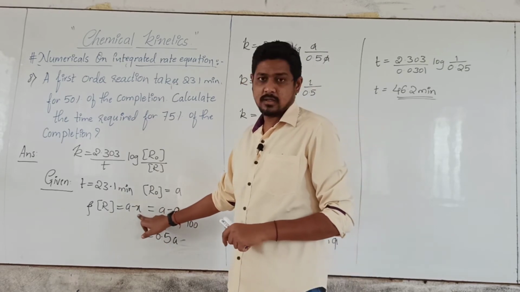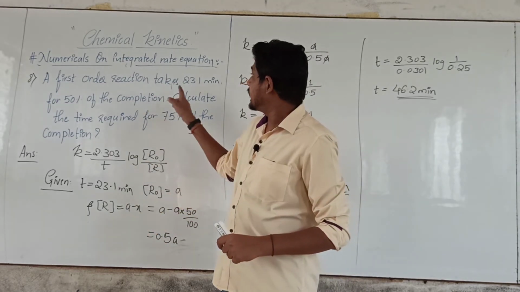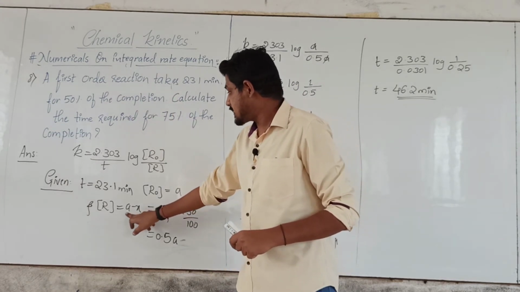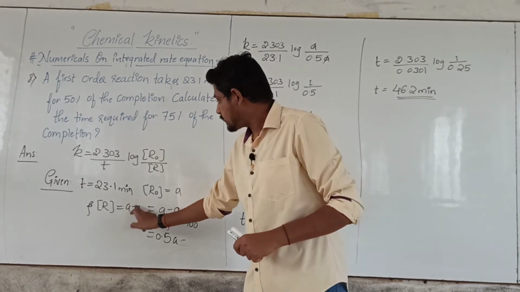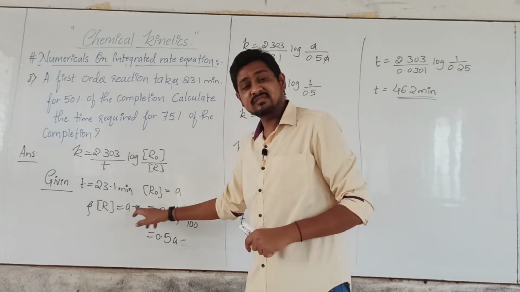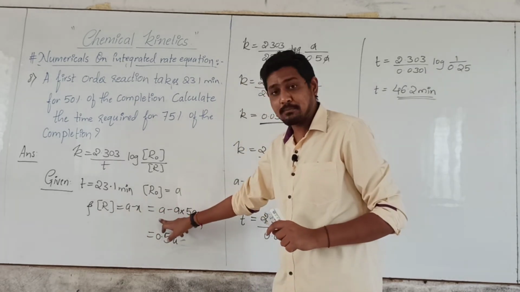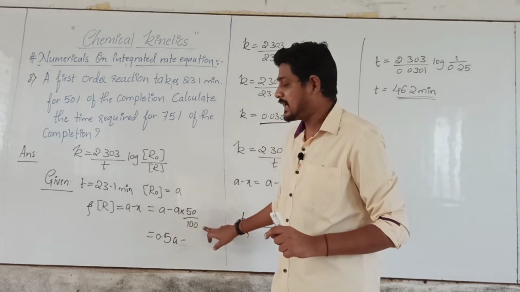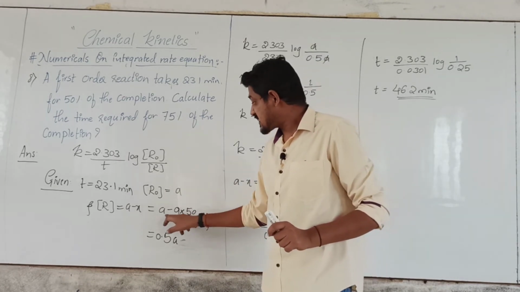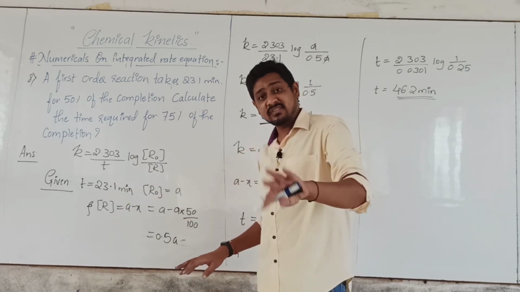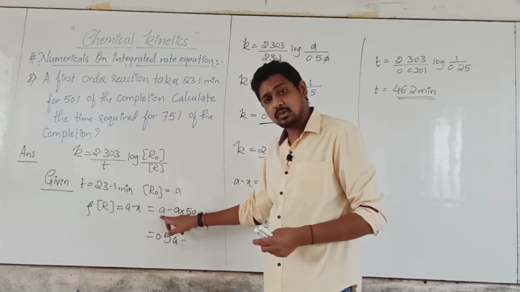What is the X here? They are saying that in this much time 50% is completed, meaning out of A, 50% of A is consumed, so X is equal to A into 50 by 100. Why? If this is the initial concentration, at 23.1 minutes 50% is consumed of this only.